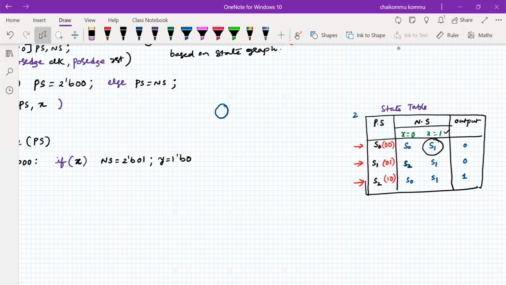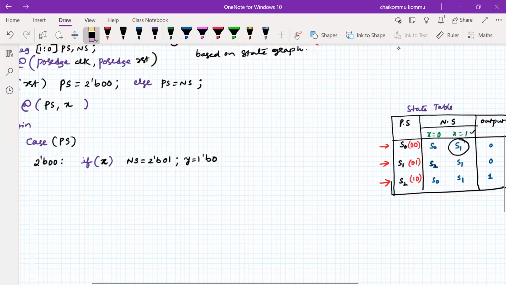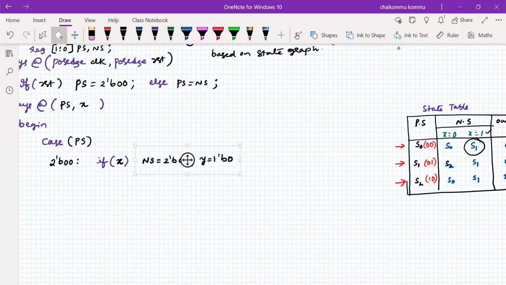Since we are writing two statements after the if statement, it is better to write begin and end. Don't forget to write that one. So we have to use begin and end here. So we write begin and here. Clear?